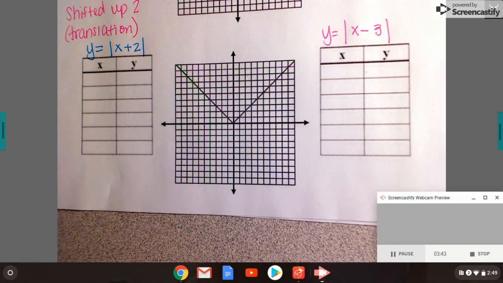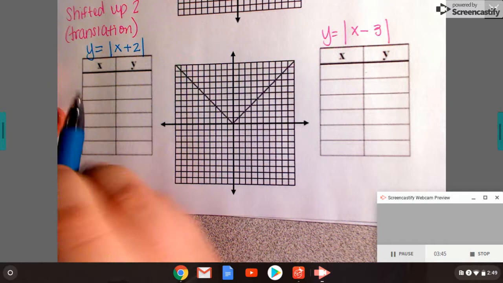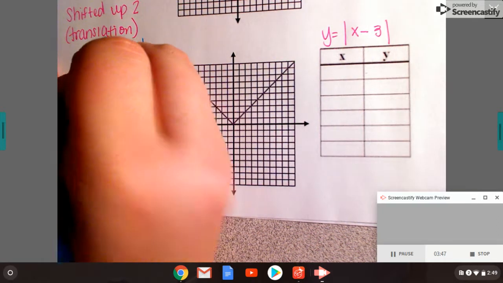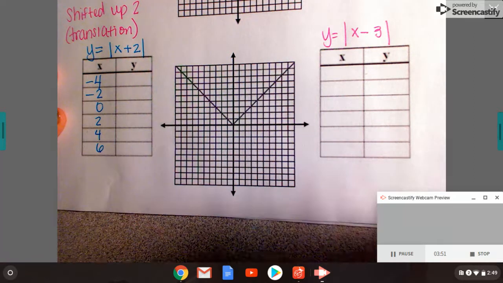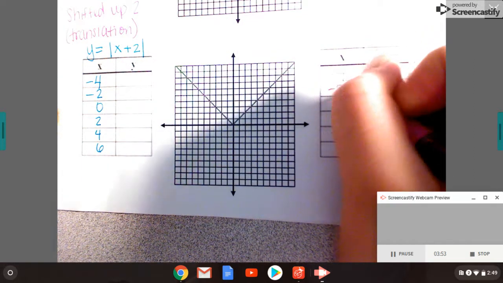All right, so let's check our tables out. Let's shift our table a little bit. Let's do -4, -2, 0, 2, 4, 6 for each of these.